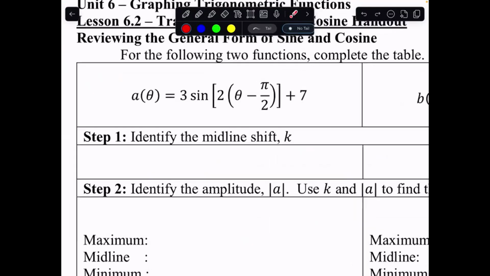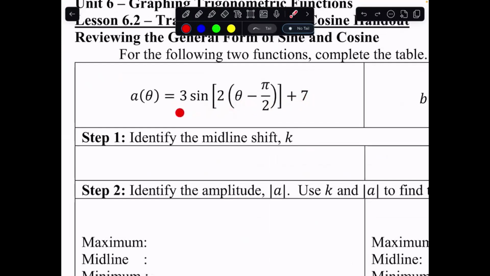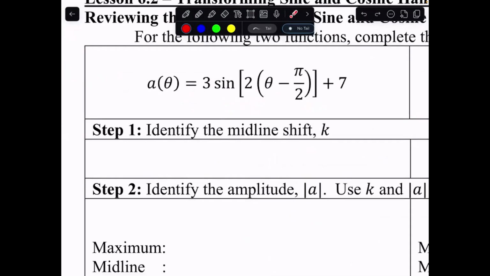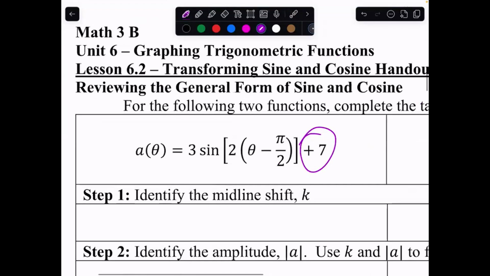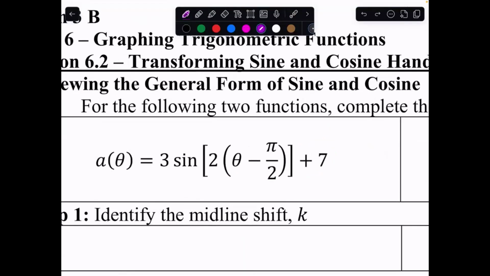Okay, so a very, very complicated looking function here, right? Some of these we know how to deal with. Some are brand new for today. The good news is we can start with what we already know, and then we'll introduce the other stuff later. So step one, identify the midline shift, which is going to be k. If you want, you can write the general formula: a sine bracket b parentheses theta minus h, close parentheses, close bracket, plus k.